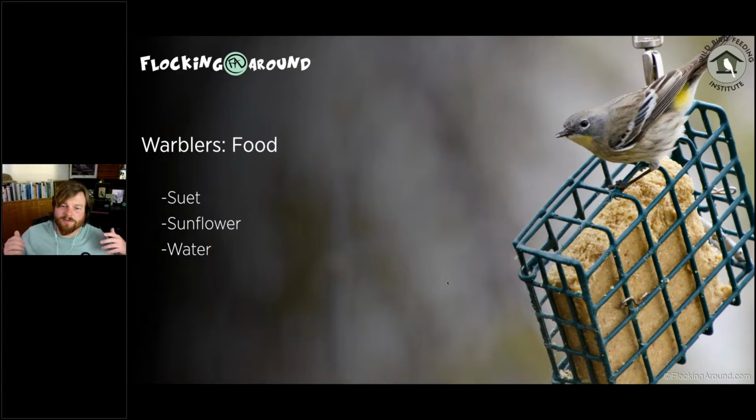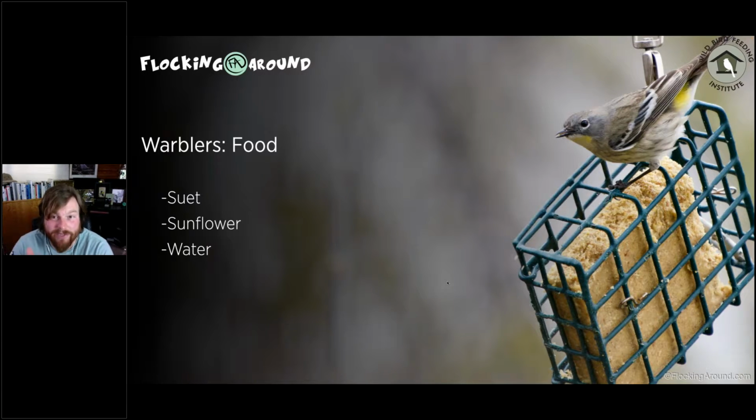So warblers are one of those birds that I think we all wish we could get more of at our feeders, and it's really hard, right? It's not an easy thing to attract warblers because, if you don't know, which is again learning your local birds, warblers are insectivores, not 100%, but mostly. Insects is almost exclusively what they eat. So getting them to your feeders is extremely difficult. So how do you do it?